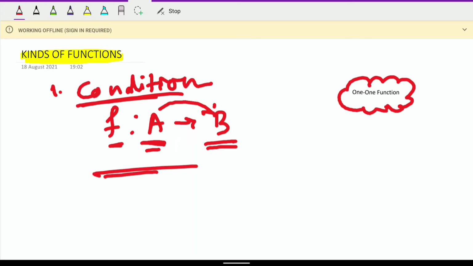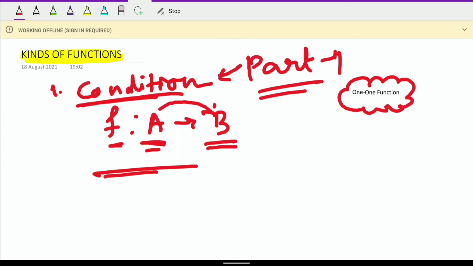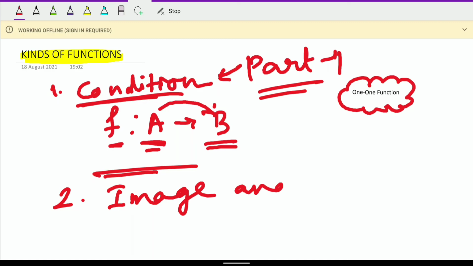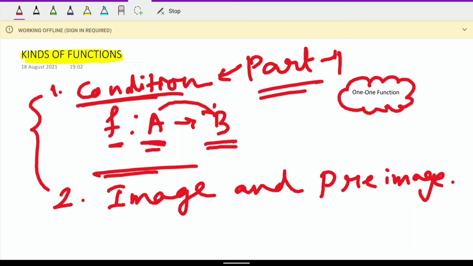If you already watched it, very good, but if you have not watched that video, please go to the first part and see part number 1. There I told about the conditions of a function, and then we learned about image and pre-image. So we have completed all of this. Now, moving forward.